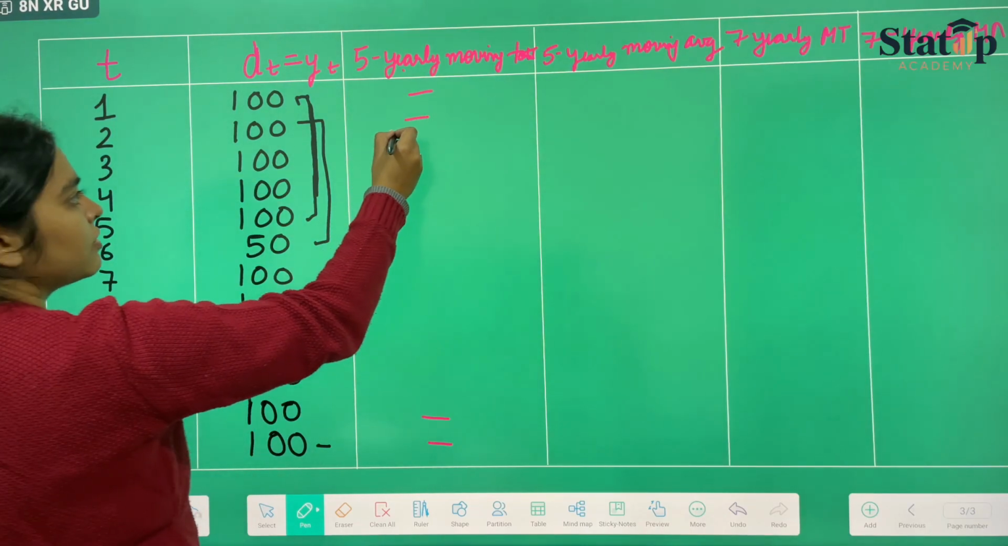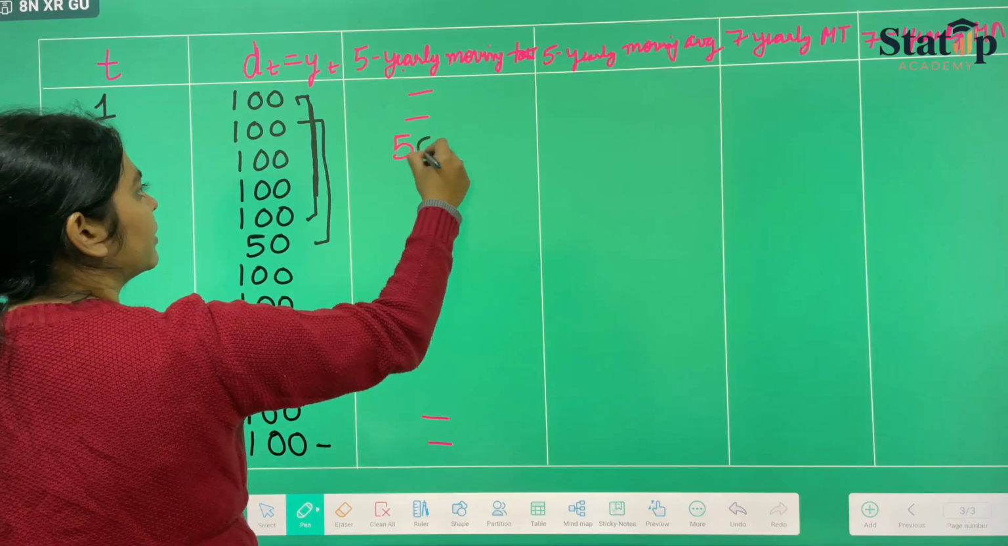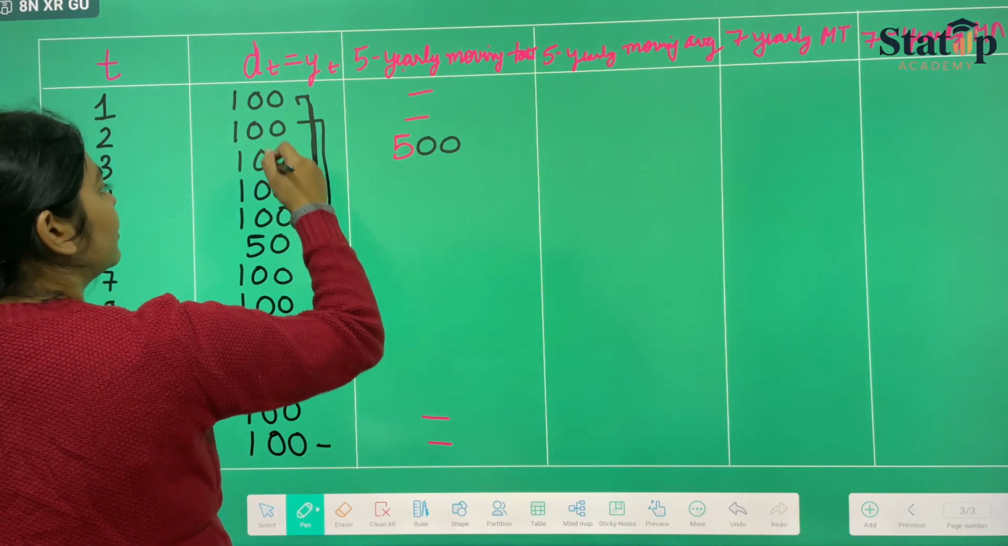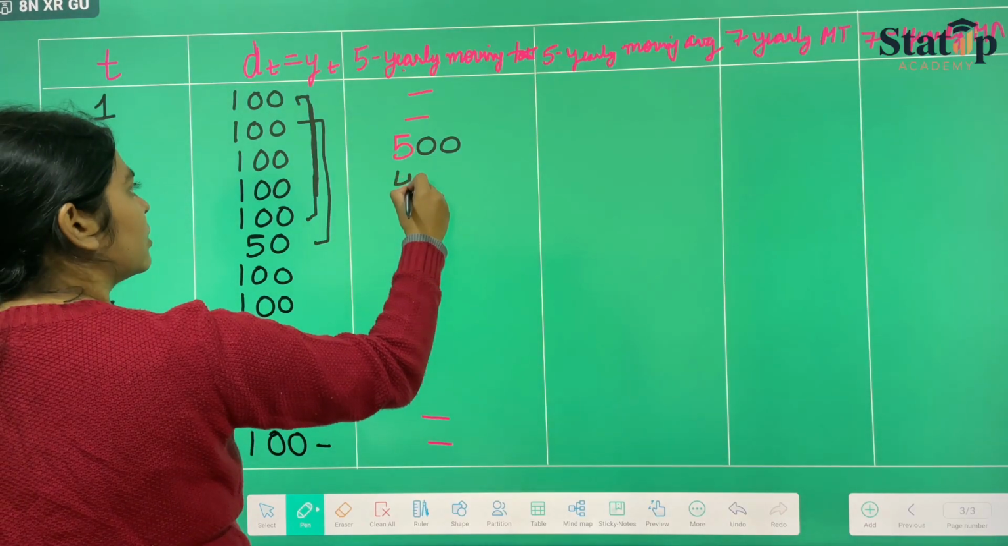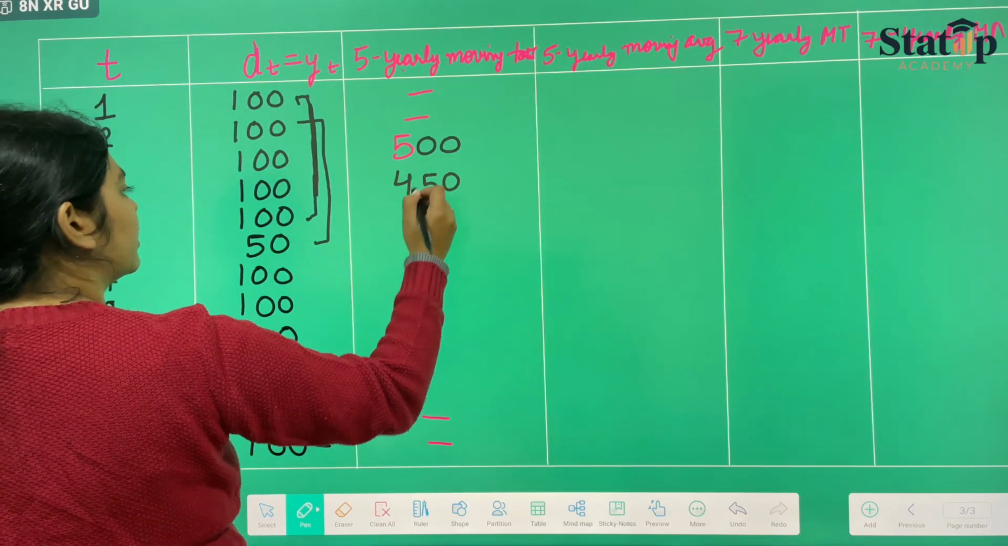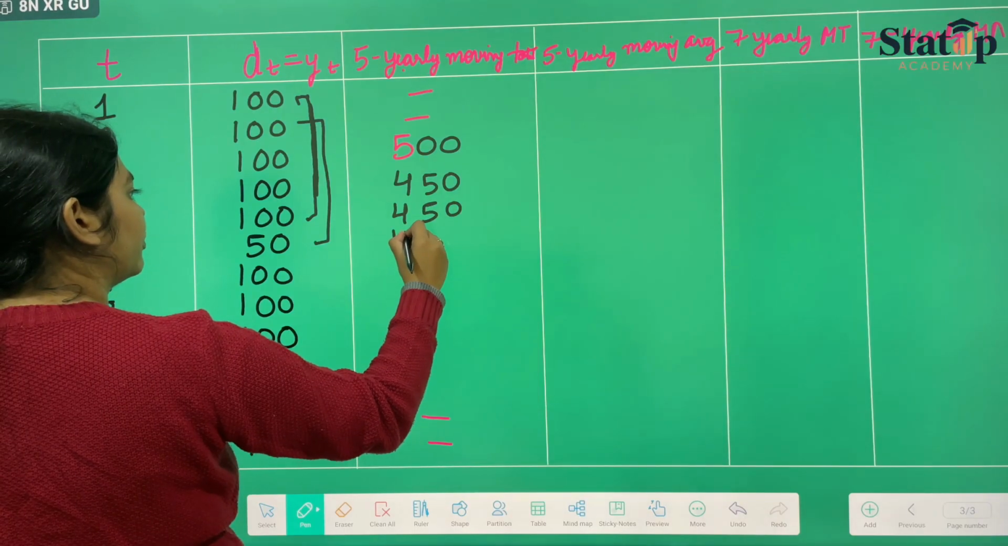So the first value of 5 yearly total will come here, it will be 500. Then the second value, 1, 2, 3, 4, 5, will be 450. Then again it will be 450, and then again 450.